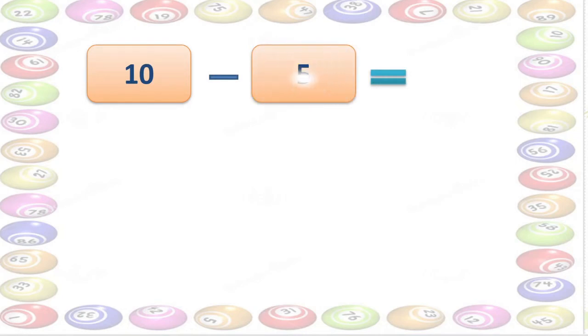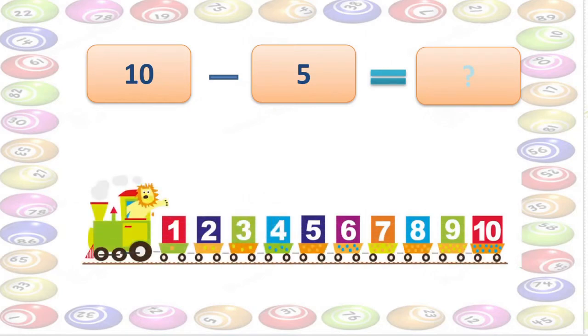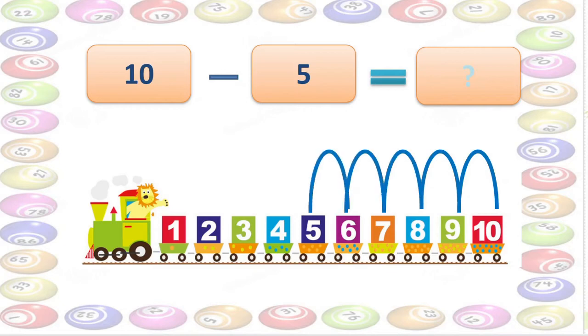Okay. Now see here. 10 minus, yes, 5. How much? Again we will use the same method here. 1 to 10 numbers are there. We go backward. 1 number, 2, 3, 4 and 5 numbers. We came back. So we got 5 here. 5 is our answer.